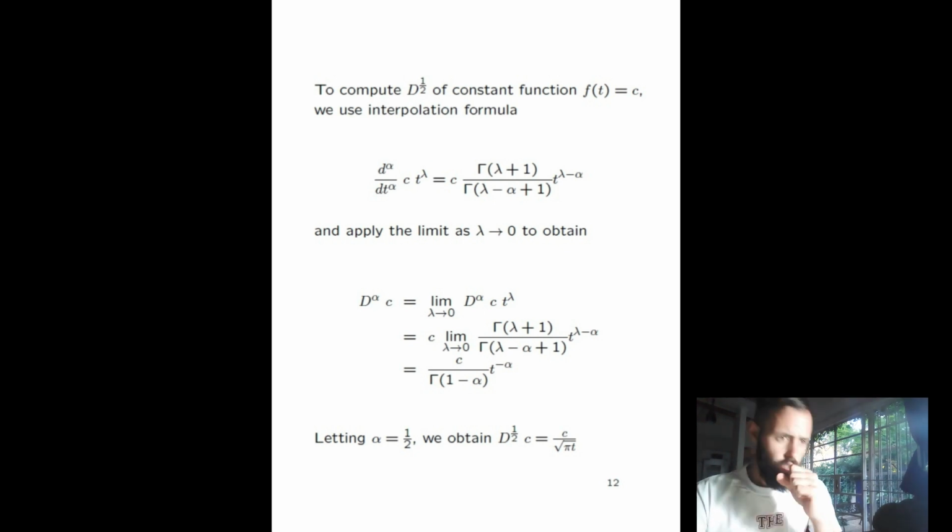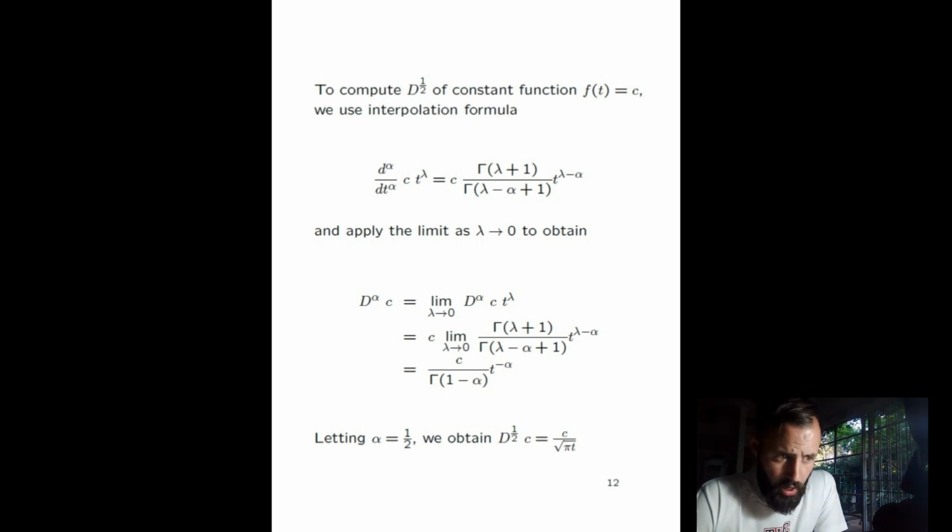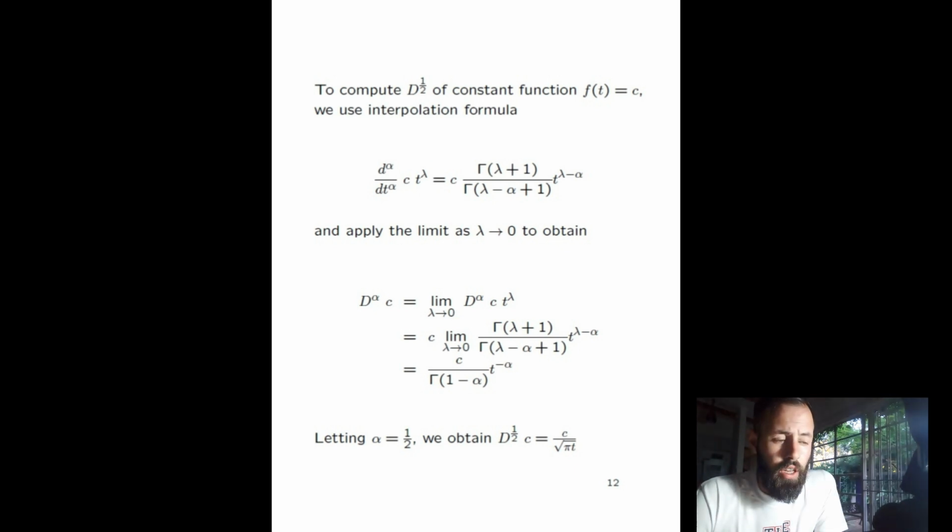Okay? To compute the semi-derivative of a constant function, we use the same interpolation formula, but we also rely on the linearity of the non-integer order derivative and the linearity property for the limits. So we apply the limit as lambda tends to 0, and we evaluate this interpolation formula with the limit, and the constant being pulled out in front. So we obtain the result easily as well.